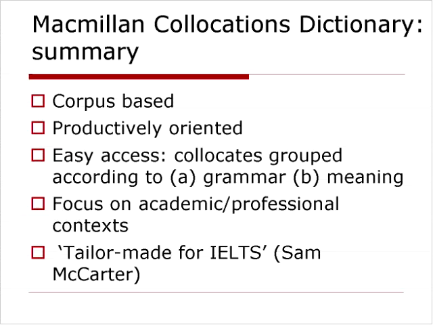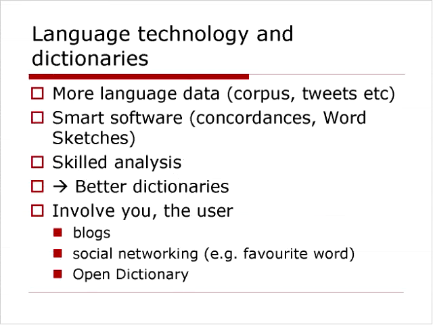But really it's coming back to what I said earlier, that the language technology, in this case corpus-based, is oriented towards language production, with very easy access, as you see. Collocates are grouped, first of all according to grammar, and then secondly according to meaning. And Sam MacArthur, who I think might have done one of these webinars, and has certainly written books for Macmillan about Ready for IELTS and so on, described it as being tailor-made for IELTS, which we were all rather pleased about.